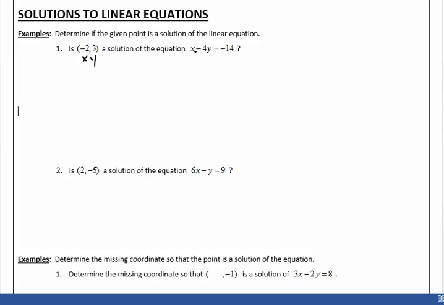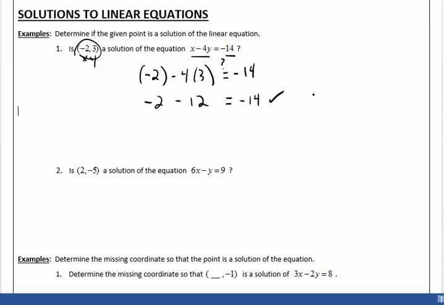So I'm going to plug that in. That's all I'm doing here. So instead of x minus 4y, it's -2 minus 4 times 3. And I'm asking myself, does that equal -14? In other words, plug in this point, see if it satisfies this equation. Okay, so -2 minus 12, and that does equal -14. Check, so the answer would be yes.